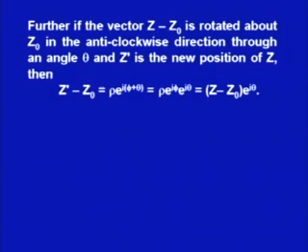Further, if the vector z minus z0 is rotated about z0 in the anticlockwise direction through an angle theta, and z dash is the new position of z, then z dash minus z0 will be equal to rho e to the power i (phi plus theta), which we can write as rho e to the power i phi into e to the power i theta, and that will be (z minus z0) into e to the power i theta.